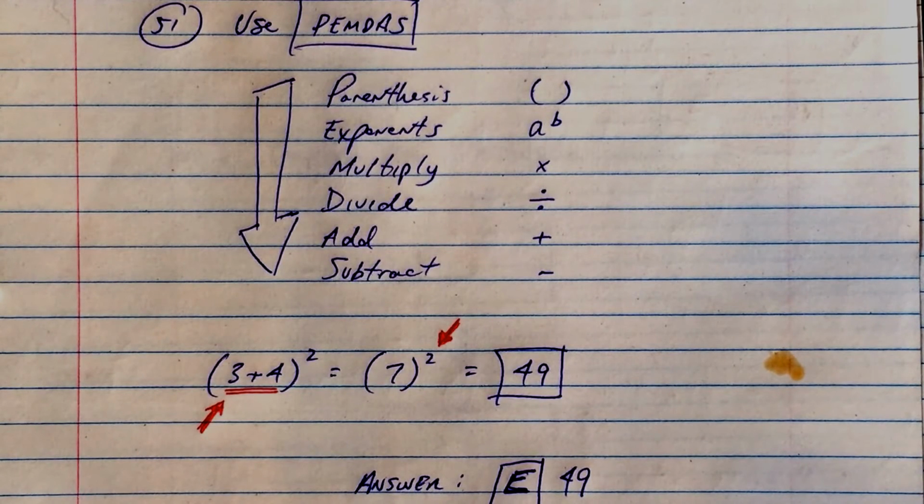For problem number 51, I use PEMDAS: parentheses, exponents, multiply, divide, add, and subtract. So the first step is to combine 3 plus 4 in the parentheses, which equals 7. Then after adding to 7, do 7 to the second power; 7 squared is 49. The answer is choice E, 49.